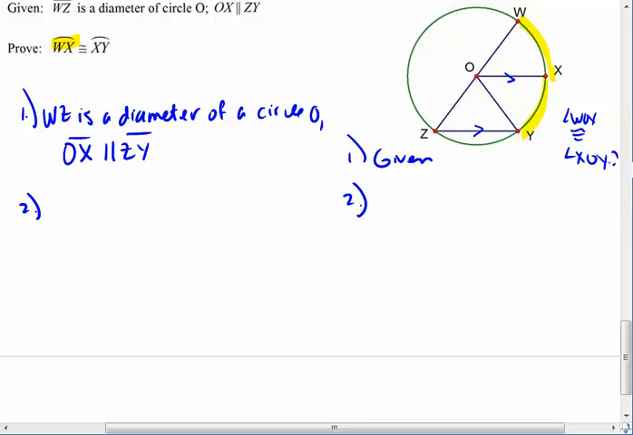So let's see. We'll start with the idea that we've got many radii going on here, but let's look at this triangle here, OZY. Let me highlight that for you, OZY. If you notice, it's formed by two radii. Two of the sides of the triangle are radii. So, of course, radii are congruent. So I can use that as a reason. By definition, radii are congruent.